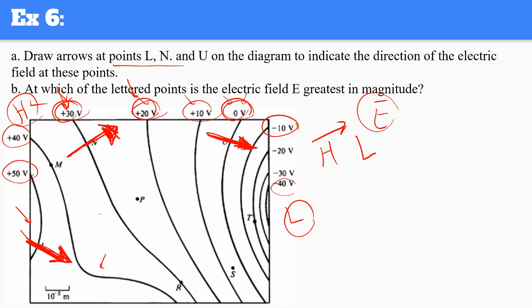And the other question is, at which of the letter points is the electric field E greatest in magnitude? So the other note that I had was, as the potential lines get closer and closer to one another, then the change is getting greatest, and that requires basically a greater electric field. So you basically try to figure out the lines where they are closest to each other, and in that case, T is going to be the point where the electric field is the greatest.